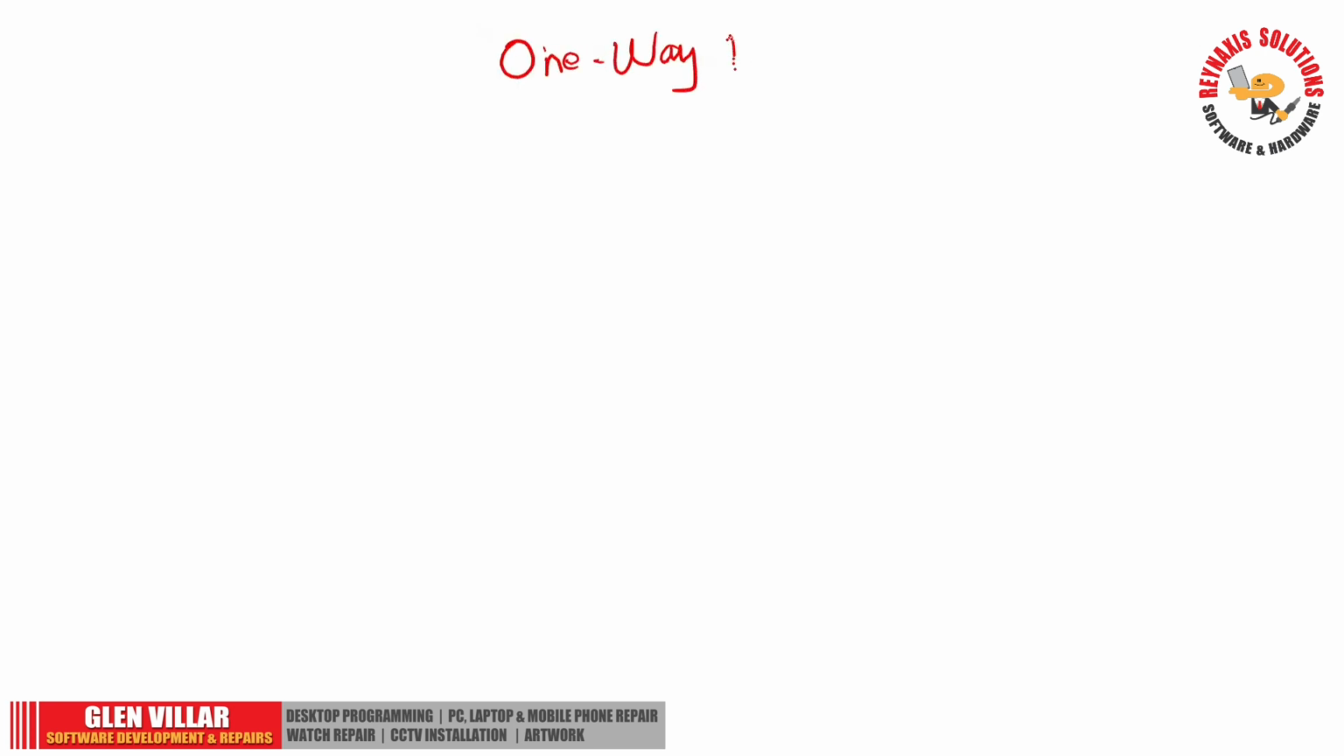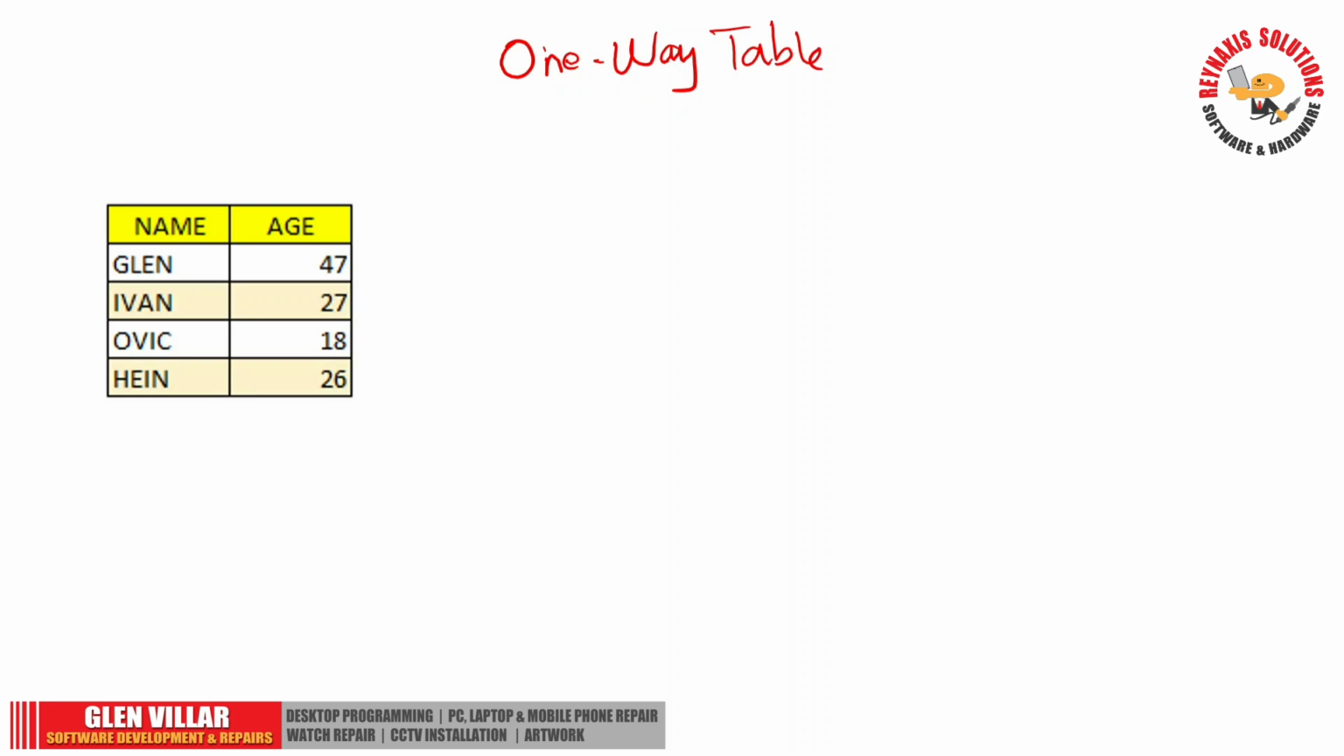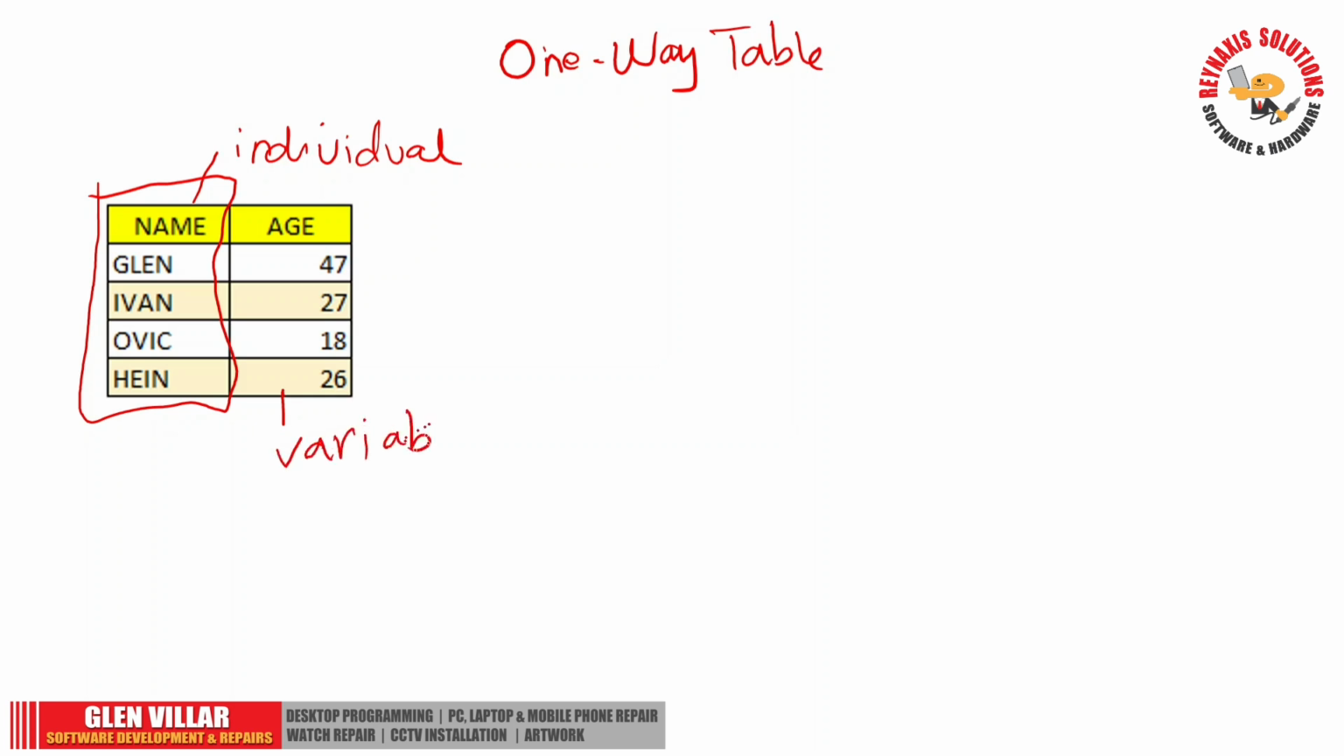one-way table. Okay, a one-way table can have two or more columns. The first column can be an individual, or the first row can also be an individual. In this case, our first column is called the individual. And the second column, we will call it variable.